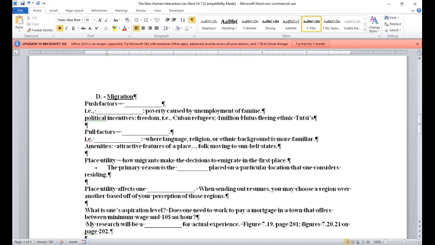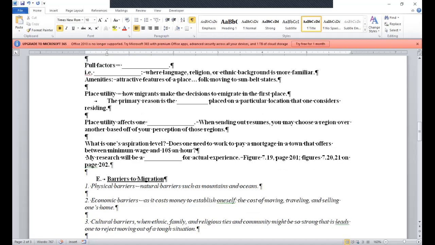Your research will be a kind of a substitute for the actual experience. And you can turn to page 201, figure 719, figure 720, and 21 on page 202.